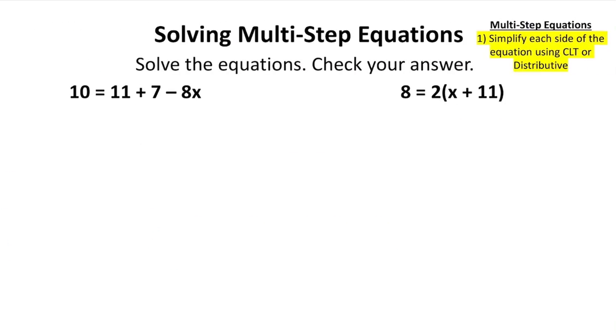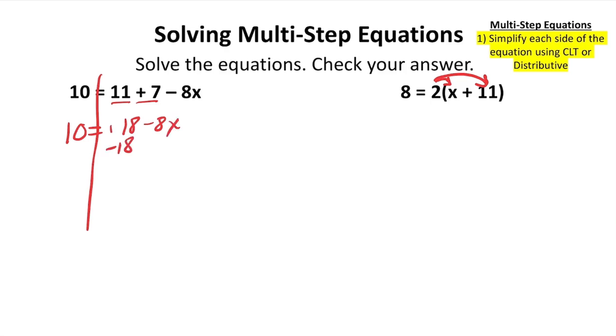Okay, solve a couple more. If you can't tell on this one, you have constants you can combine. This one is distributive property. Okay, so let's work this one. We have 10 equals 11 plus 7 is 18 minus 8x.